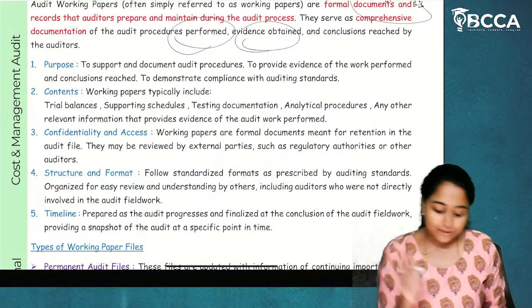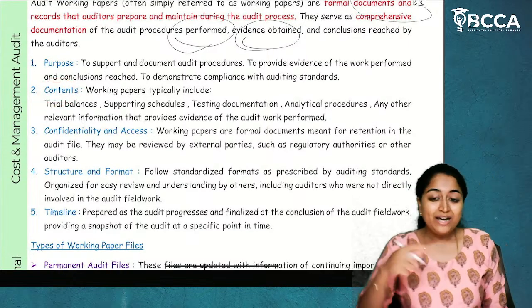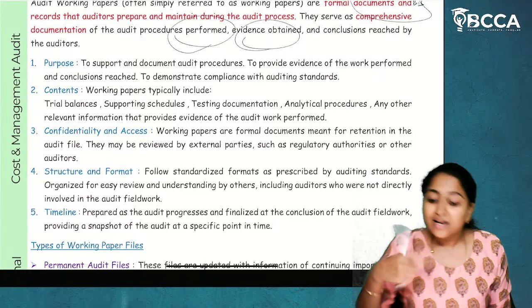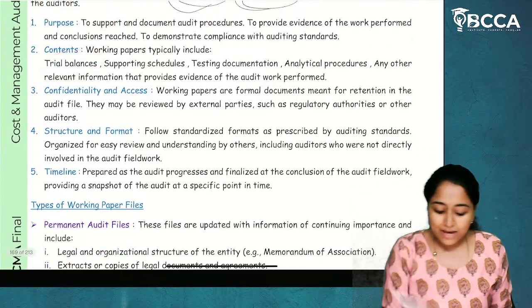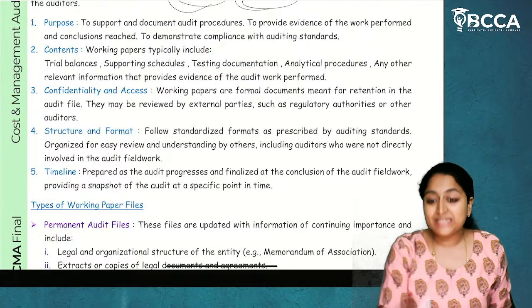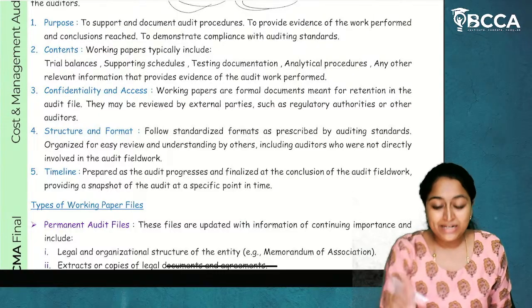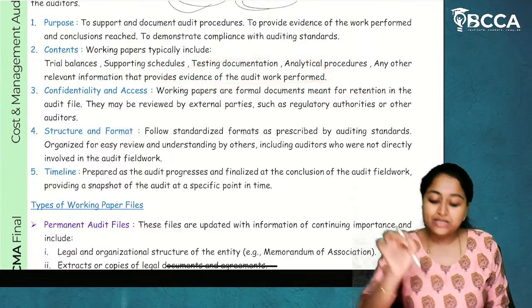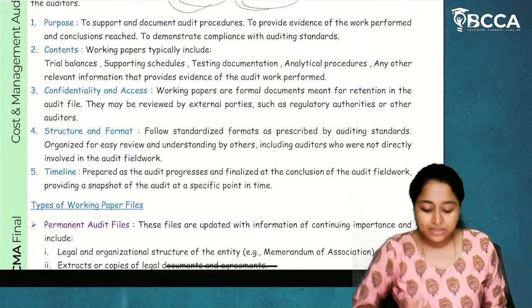audit working papers. Contents. In that audit working paper, what all will be there? Now, in the performance, the auditor will do the analysis. Regarding all analysis, he will include it: analysis of trial balance, whatever supporting schedules are there, whatever documents he has tested, analytic procedures, whatever procedures are performed on an analytical basis, and any other relevant information that provides evidence of audit work performed. All that will be stored in audit working papers.